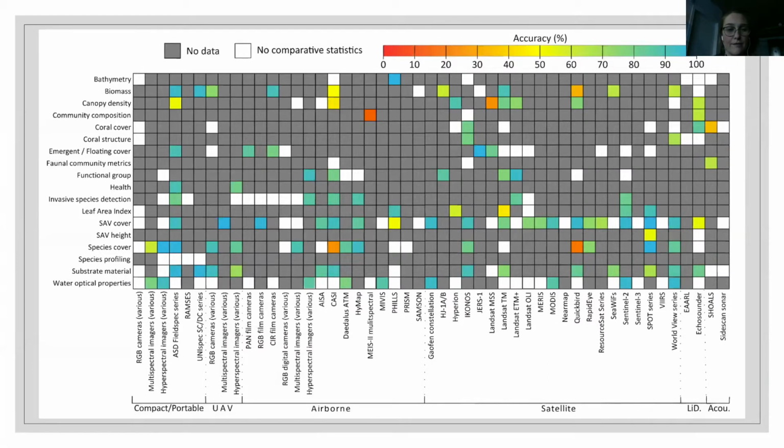So this is a little bit more of a graphical illustration of that knowledge gap. I looked at every past study I could find, and put together what sensor they used for what application. And the colored boxes show the accuracy of the results that they obtained, whereas all of the gray boxes show work that I haven't found any indication of having ever been done. So there's clearly a huge gap and a need for more research into this application of remote sensing.